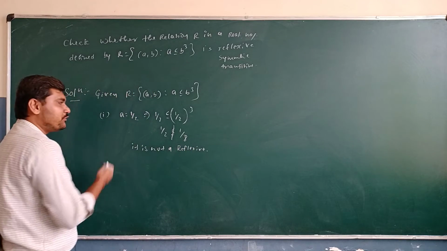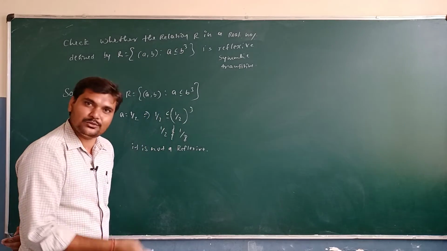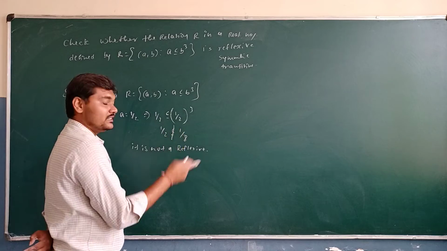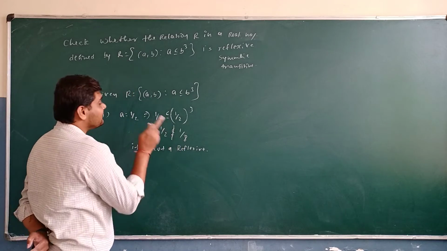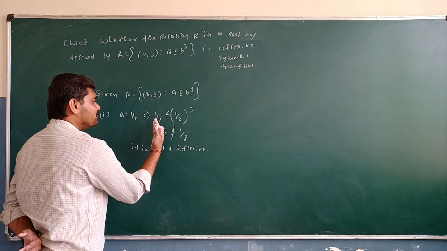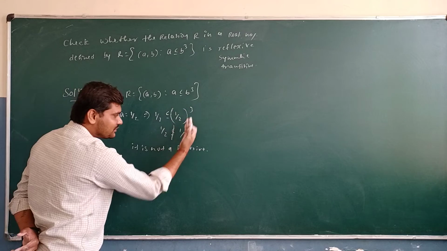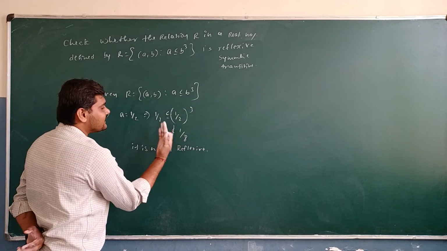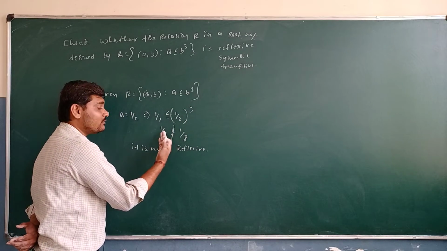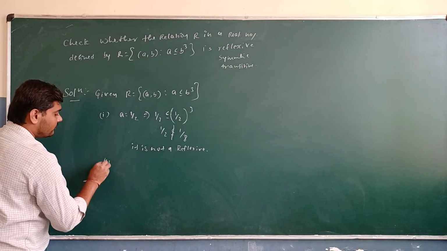Or you can prove that suppose if you are taking A is equal to 1, so 1 is less than or equal to 1 cube. What is the value of 1 cube? 1 cube is equal to 1. So 1 is less than or equal to 1. We can say that it is reflexive. But suppose for every real number, just I am taking A is equal to 1 by 2. So 1 by 2 less than or equal to (1 by 2) whole cube. What is the value of (1 by 2) whole cube? It is going to be 1 by 8. So 1 by 8 is never greater than 1 by 2. So we can say that it is not reflexive. Second one.